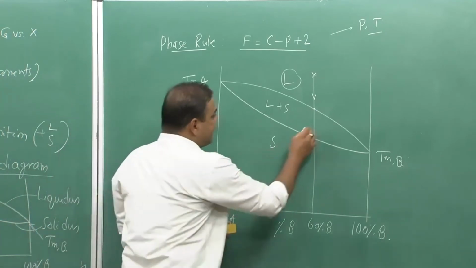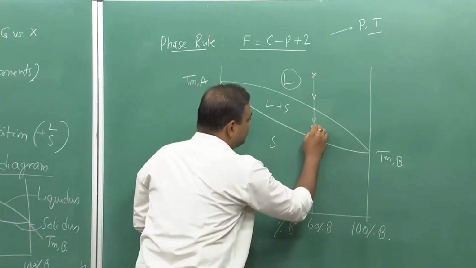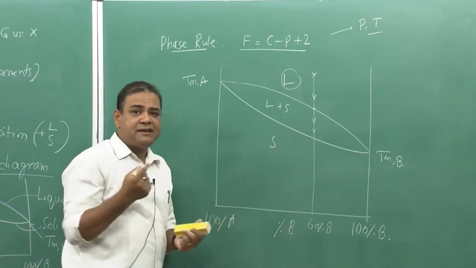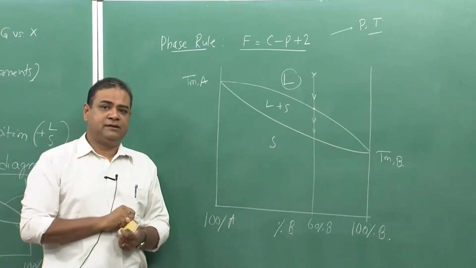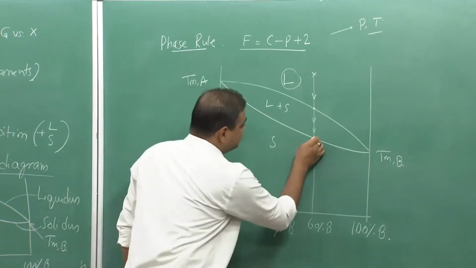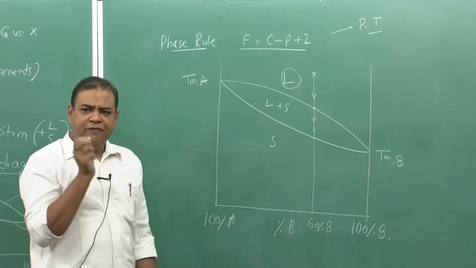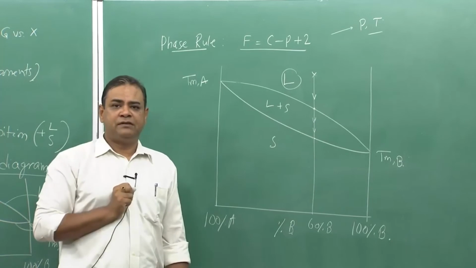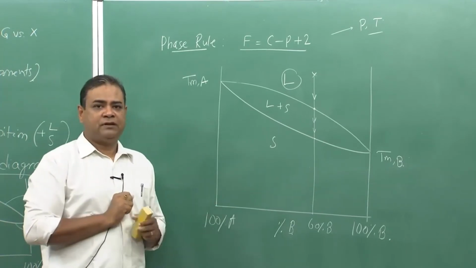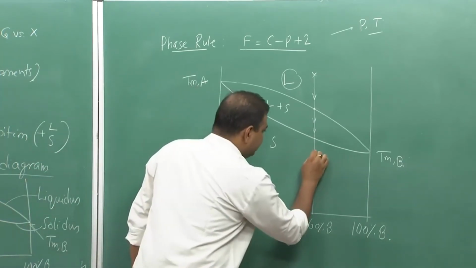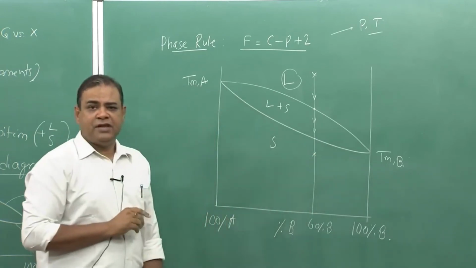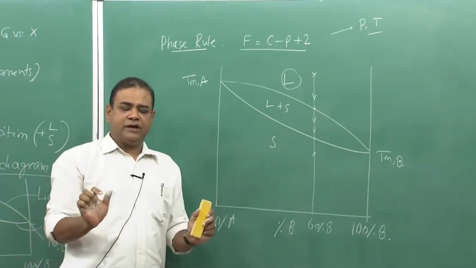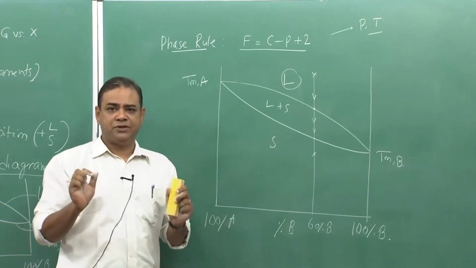So, as we keep going downward, we will increase the amount of solid, and finally once we reach this point, a very little bit of liquid will be left, but the rest will all be solid. And then once we reach the single phase region, it will again be completely solid with a complete solubility of B in A.